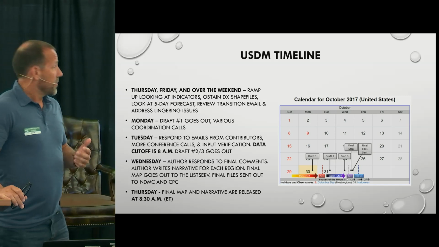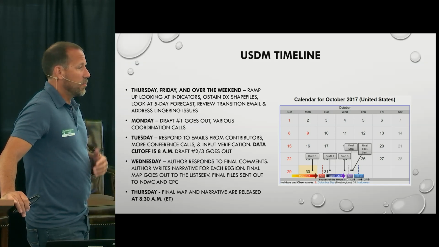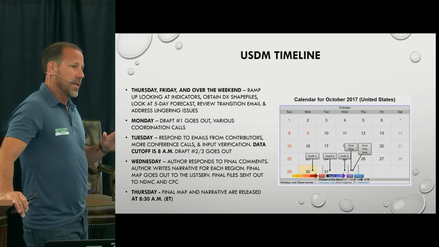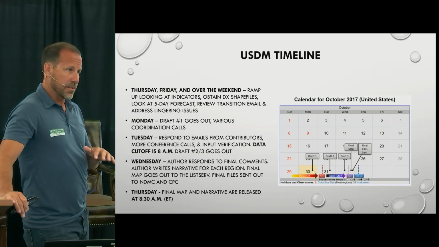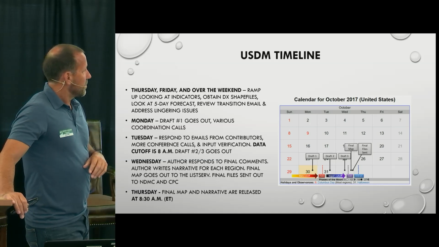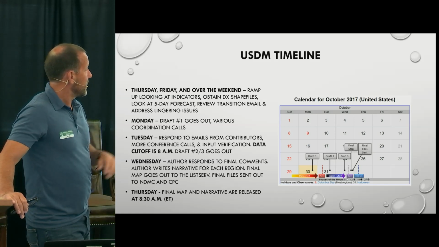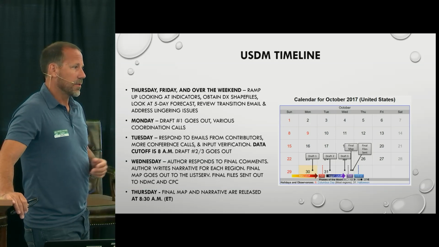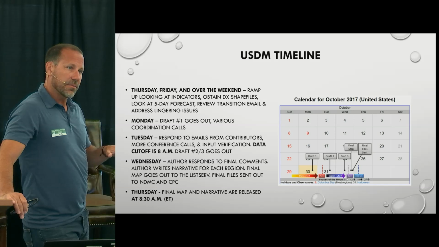So basically, Thursday, Friday, over the weekend, we're kind of ramping up. We're getting all the drought shape files, the current ones, from the National Drought Mitigation Center, which does all the processing of the map. They keep the website up. And so I'll get the GIS files for those, load those into my ArcMap system. I'll start looking at the 5-day QPF, the quantitative precipitation forecast, to see what it's looking like for the week ahead.